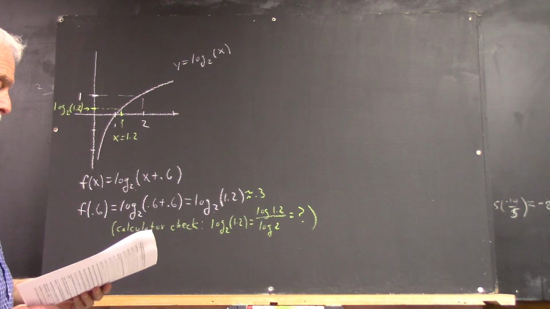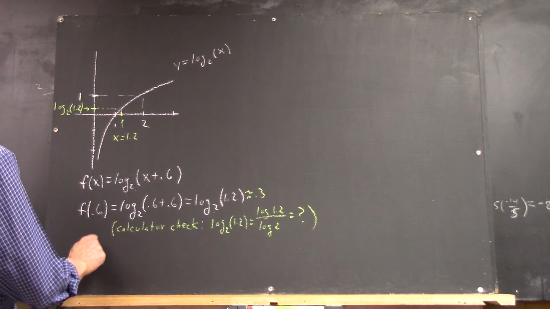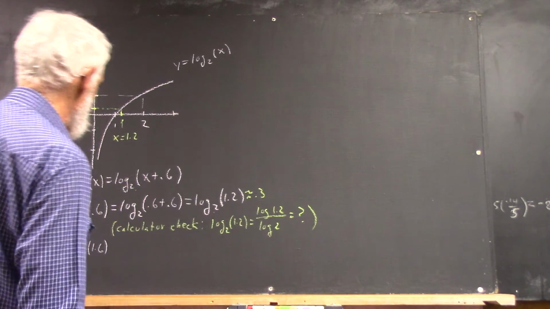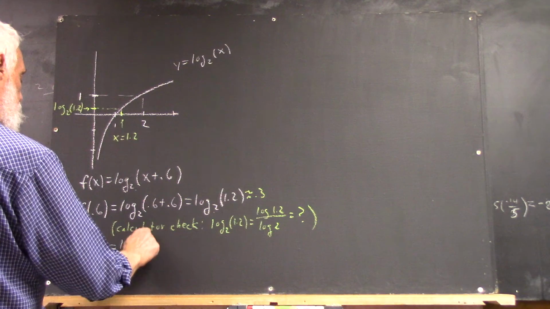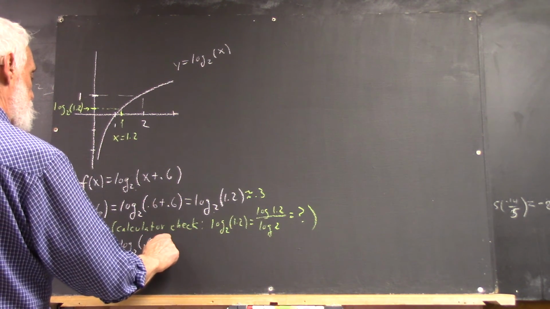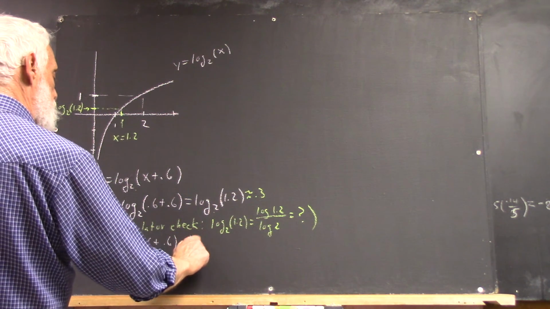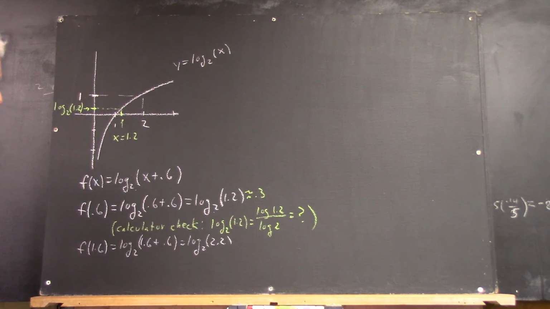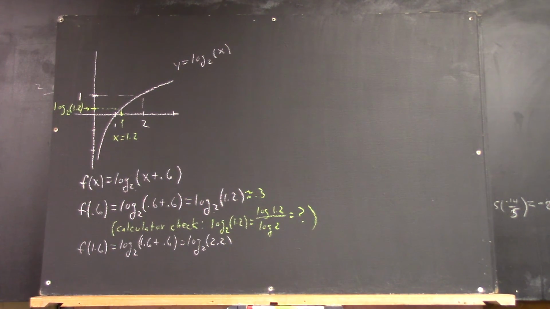Okay. Then we do f of 1.6 and 2.6 and 3.6. I'm not going to do them all, partly because I didn't draw the thing out that far. Okay, f of 1.6 is log base 2 of 0.6 plus 1.6, which equals log base 2 of 2.2. Okay? Now, go ahead and sketch that on your graph.